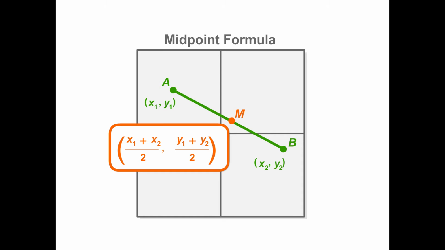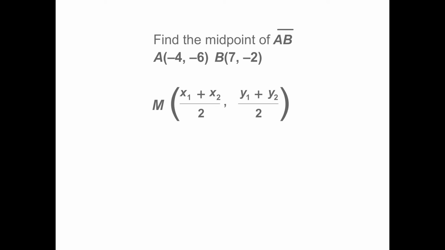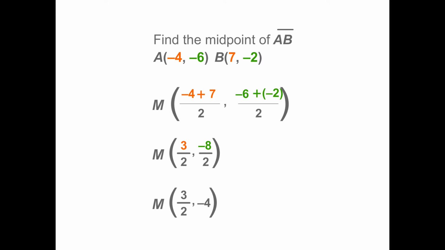For example, find the midpoint of segment AB when A has coordinates (-4, -6) and B has coordinates (7, -2). First, average the x-coordinates and then average the y-coordinates. (-4 plus 7) divided by 2 and (-6 plus -2) divided by 2 simplifies to 3 over 2 and -8 over 2. So the midpoint is (3/2, -4), or (1.5, -4).